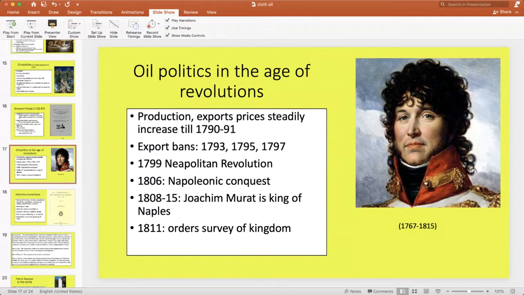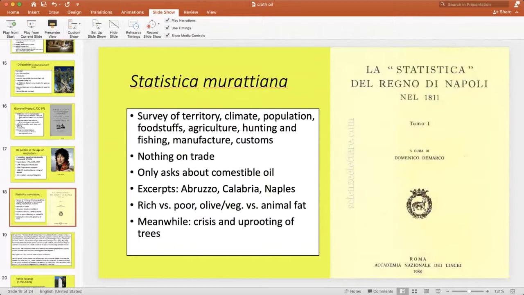kingdom, and as a result produced what came to be called the Statistica Muratiana, or the statistics of Murat, in 1811. It was sort of this typical French Enlightenment impulse to gather information. And it studied the territory and the geography and the climate and the population and so on and so forth. And it included questions about olive oil.